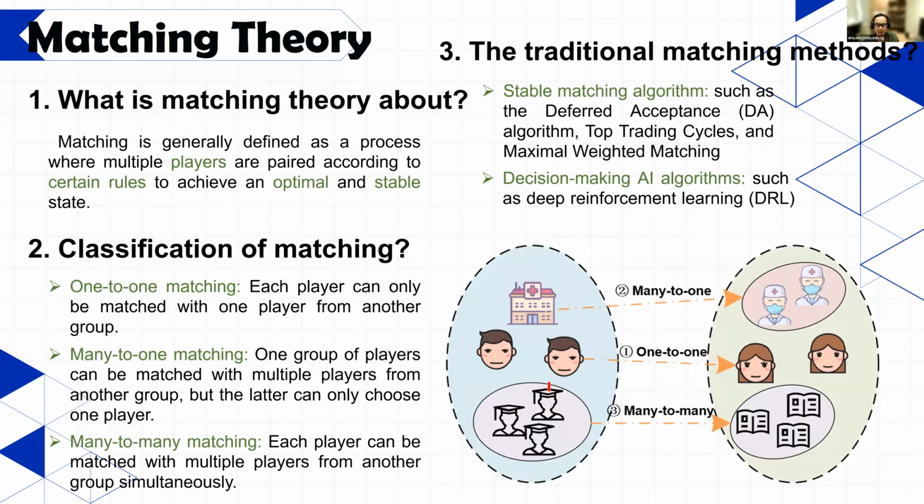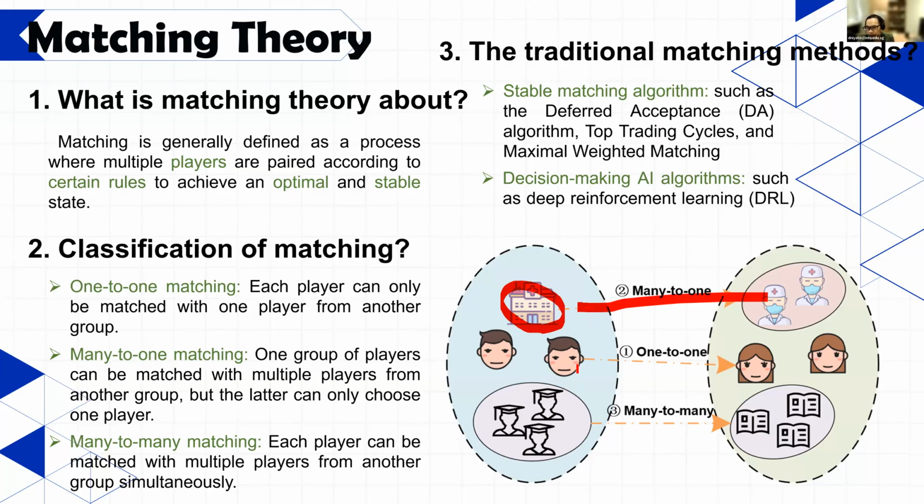So what is matching theory? Matching is generally defined as the process where we have multiple parties or players. These players or parties have to be paired together according to certain rules to achieve an optimal and stable state of the matching. We can see in the figure that the players in the left circle try to be matched with the players in the right circle. For example, we could have hospitals that need to be matched with doctors. So we can have one-to-one matching.